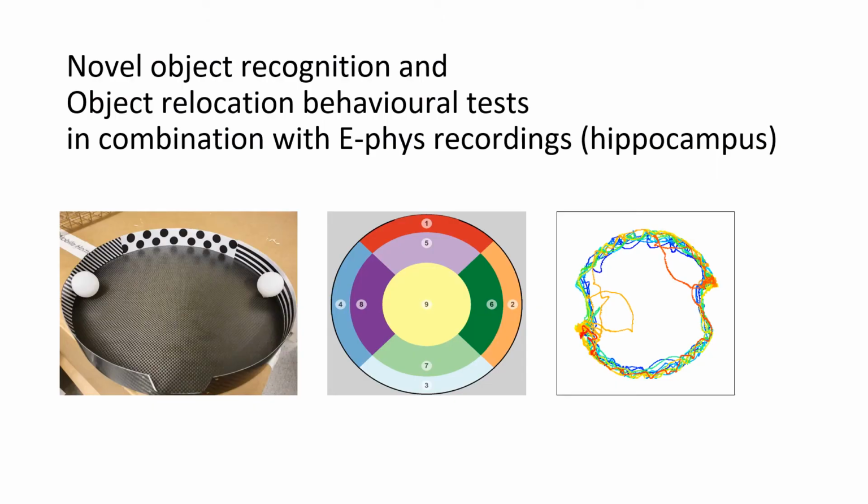Now, this is another example of the experiment that Claudio Rivera's group is doing. They are performing electrophysiological recordings in the hippocampus, specifically in the dentate gyrus, and the mouse in the meantime is performing the novel object recognition task and also the object relocation task, where the object is moved from one place to another, and the time spent near the new position of the object is measured with the locomotion tracking.